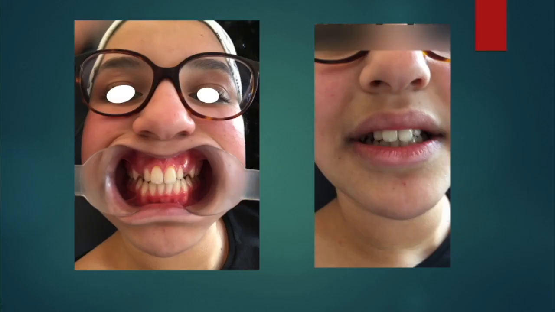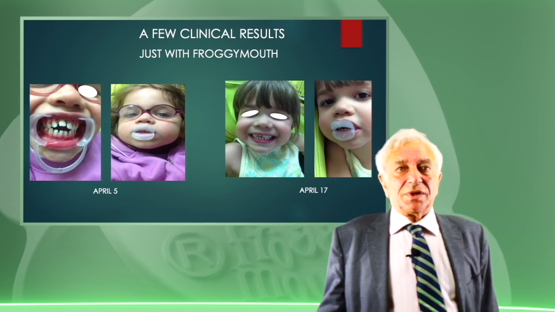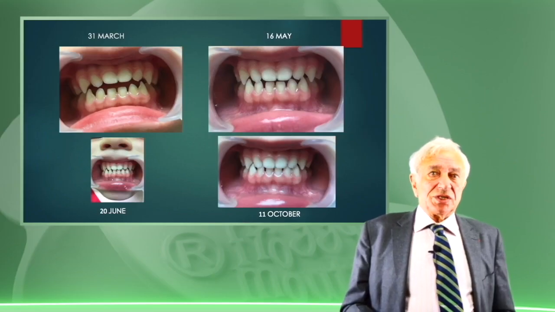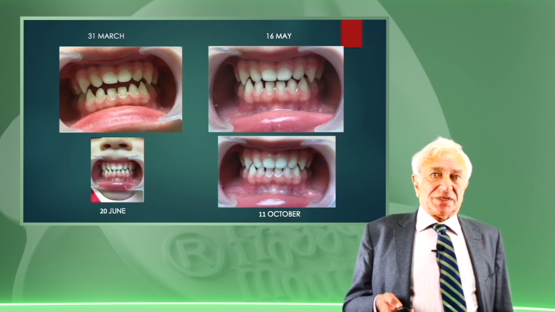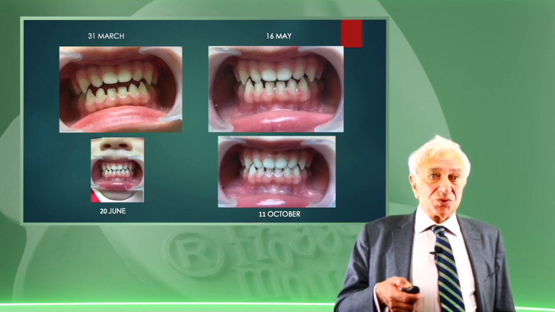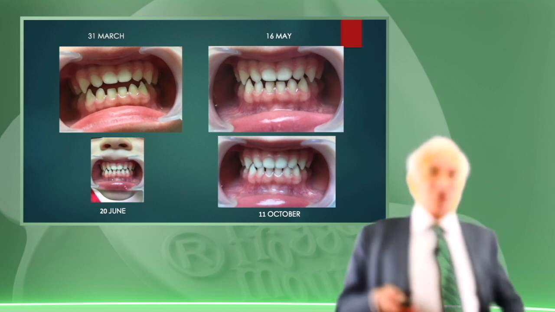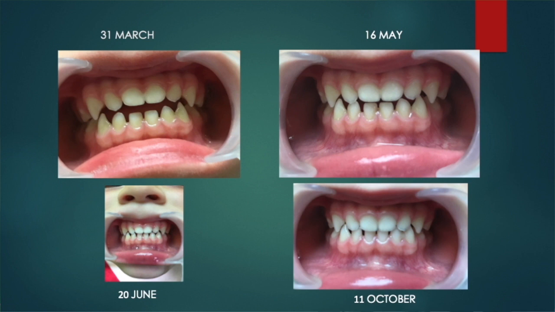Some more current clinical results. Another girl, she was 4 years old. She has an open bite. We just put Frogimorph. And she integrated the new program, and in May we took off the appliance. And when we continue to see her, we can see the progress continues even without the appliance, without Frogimorph. And we can see in October, just after wearing Frogimorph 2 weeks, the occlusion is correct.